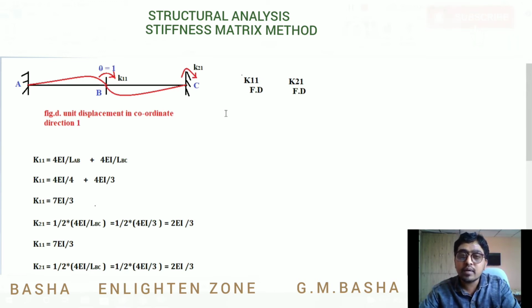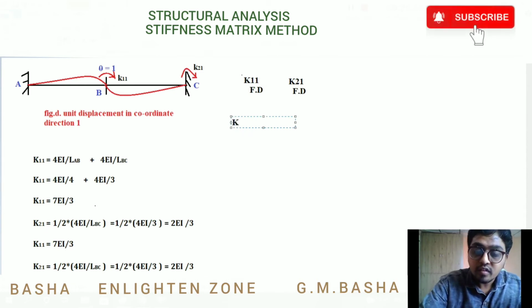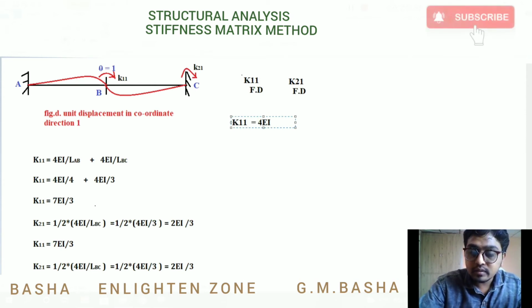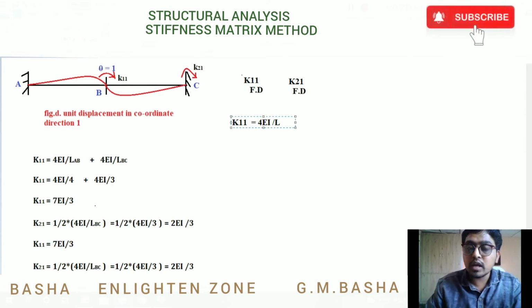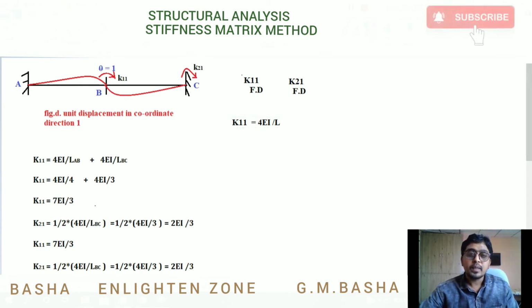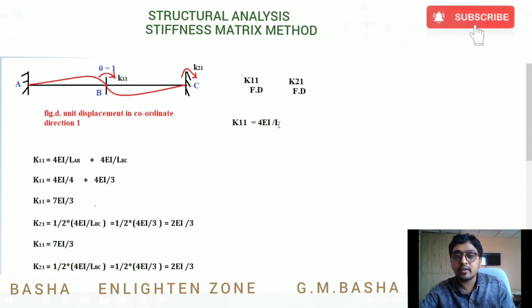Then what about this K11? You always remember this K11. For K11, the 1 unit value will be equal to 4EI by L. So I am always telling you to apply unit displacement. What is that unit displacement? That will be taken as 4EI by L. You please remember this 4EI by L as a constant for all these things. How will this 4EI by L be obtained? I will show you that one also.